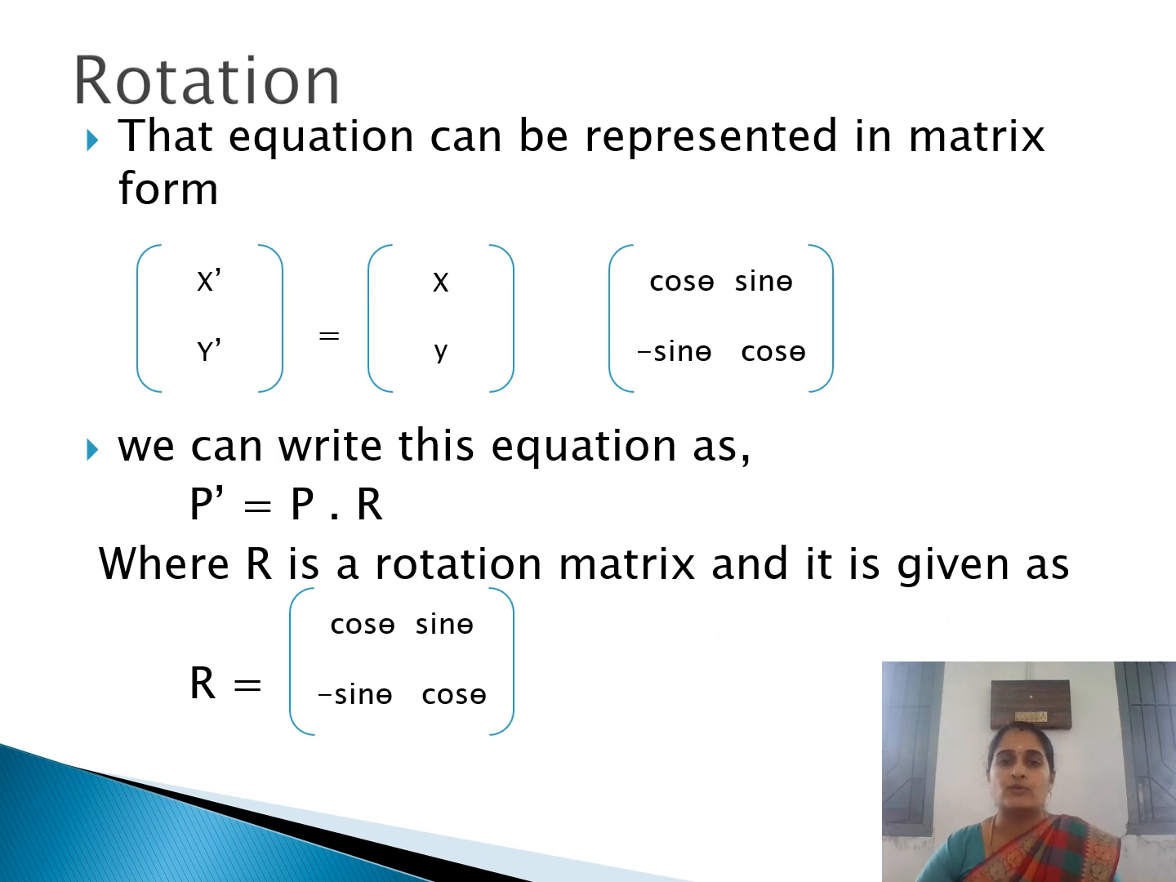This is the matrix form of rotation. X dash, y dash are the new rotated position. X, y are the original position. Cos theta, sin theta, minus sin theta, cos theta matrix is the rotation matrix. And we can write it as the equation P dash is equal to P dot R. P dash is the new rotated position, P is the original position and R is the rotation matrix. R is equal to cos theta, sin theta, minus sin theta, cos theta.